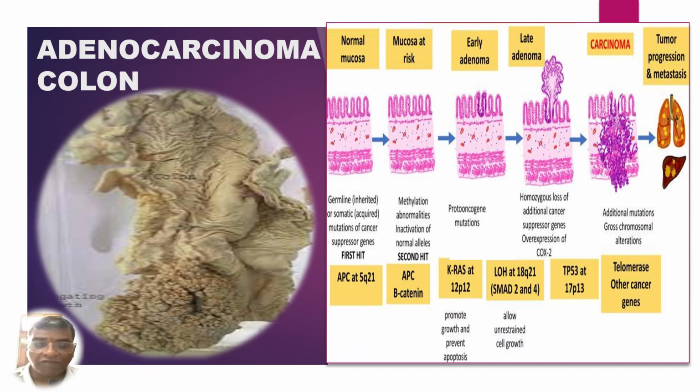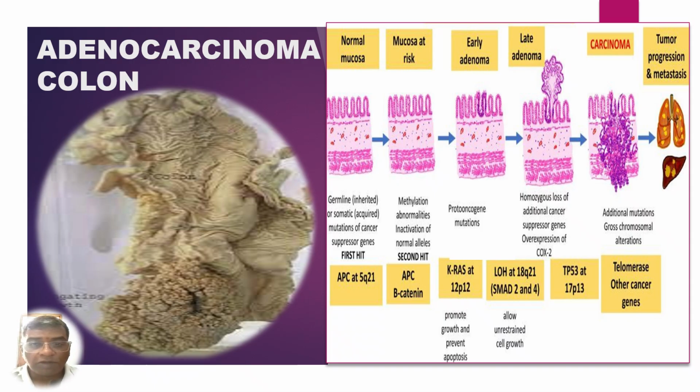And when there is circumferential growth of cancer, it will lead to irregularity of the cancer, giving the napkin ring appearance. Napkin ring appearance is characteristic of adenocarcinoma colon.